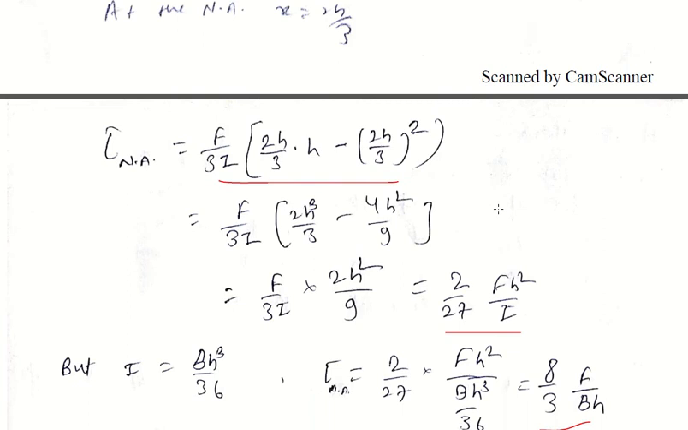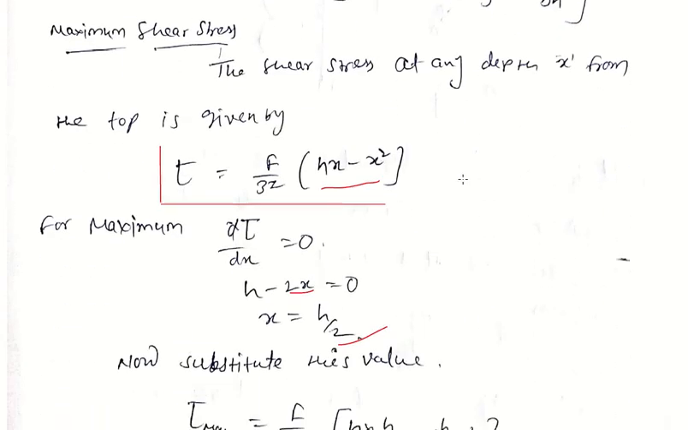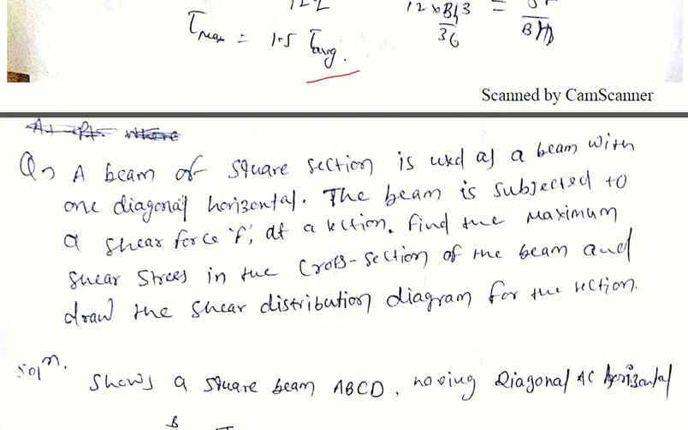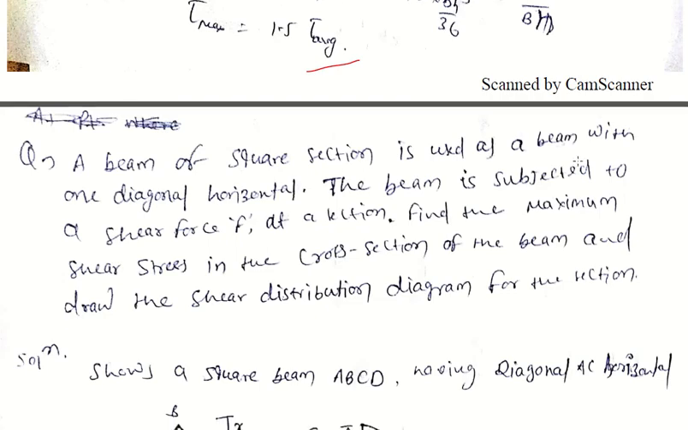End of the derivation. Now the next question is: a beam of square section is used as a beam with one diagonal horizontal. The beam is subjected to a shear force F at a section. Find the maximum shear stress in the cross section of the beam and draw the shear distribution diagram for the section. So the question asks us to find the maximum shear stress at the section.